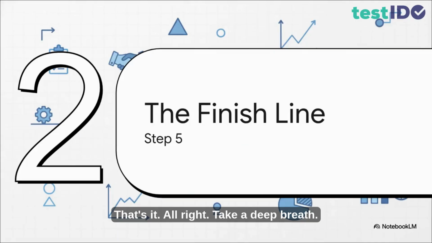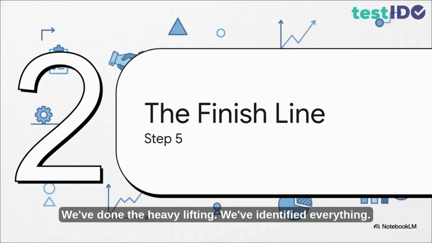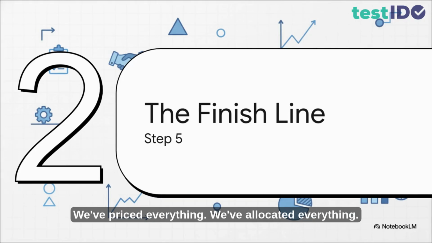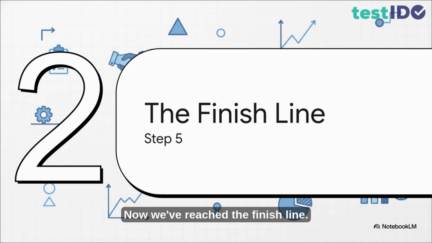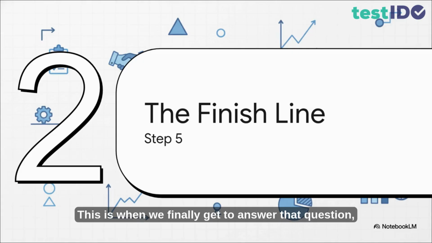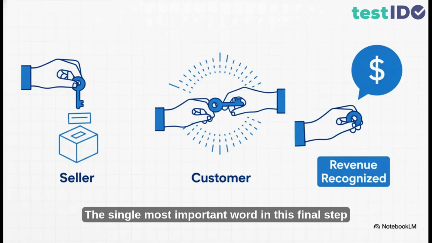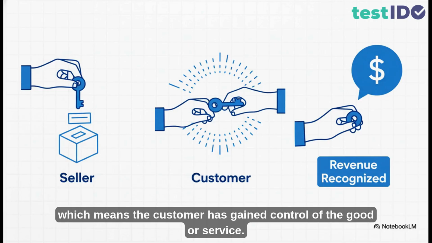That's it. All right, take a deep breath. We've done the heavy lifting, we've identified everything, we've priced everything, we've allocated everything. Now we've reached the finish line. Step 5. This is the payoff. This is when we finally get to answer that question, when do we count the money? The single most important word in this final step is control. That's the trigger. You recognize revenue when, and only when, a performance obligation is satisfied, which means the customer has gained control of the good or service.